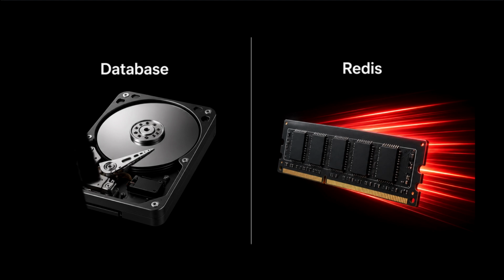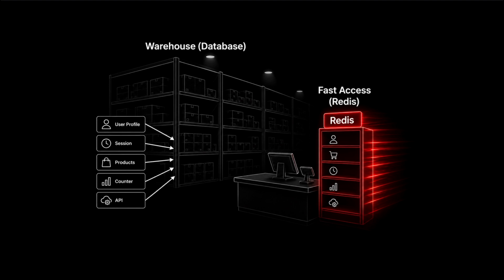Think of it like this. Imagine your main database is a large warehouse. It stores everything safely, accurately, and permanently. But every time you need one common item, someone has to walk deep into the warehouse, locate it, and bring it back. That naturally takes time, right? Redis is like a smart shelf placed right next to the checkout counter. It keeps the most frequently needed items close by and instantly available. So instead of going back to the warehouse every single time, you simply grab it immediately. And that is exactly how many modern systems use Redis.